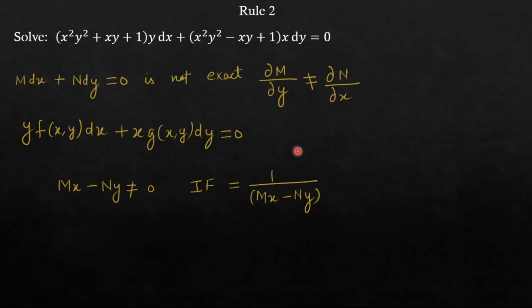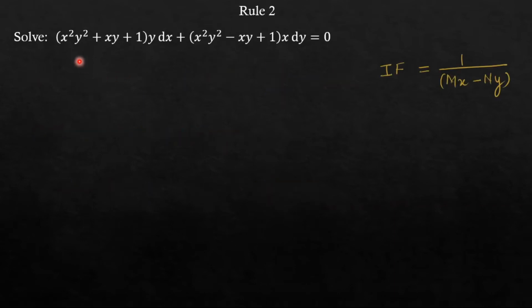Now let us see this by an example again. Here we have been given a differential equation (x square y square plus xy plus 1) y dx plus (x square y square minus xy plus 1) x dy equals 0. You can see this differential equation is in the form of y times f(xy) dx plus x times g(xy) dy equals 0.